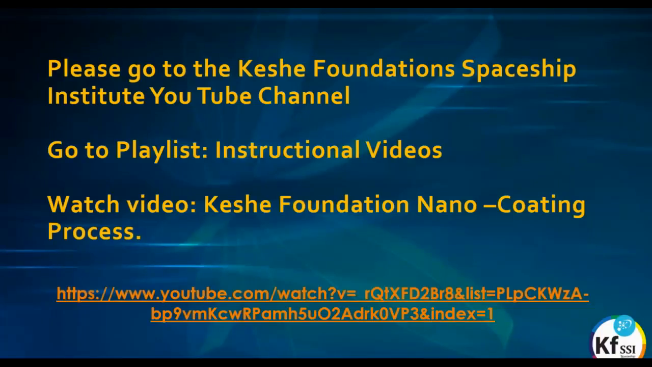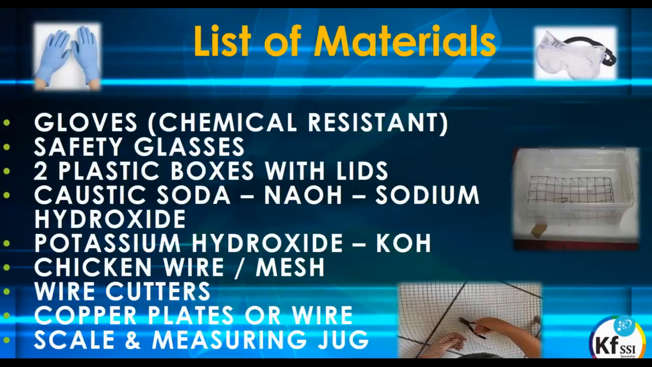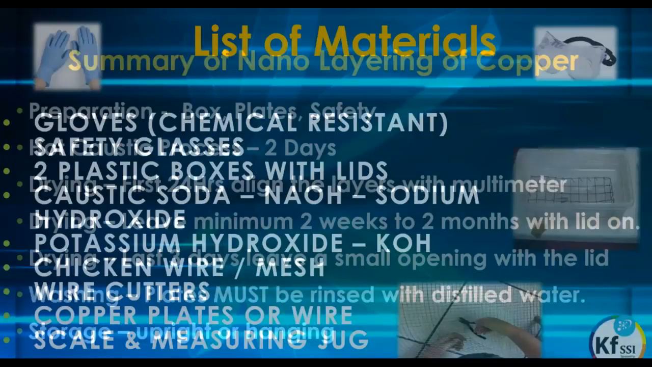And then there is an instructional video. If you go to the YouTube channel and go to the playlist of instructional videos, there you will see a video of nano coating, as well as some information on the KF Wiki. And then just to finish off your list of materials again, it's quite an involved process. You need to really have yourself prepared to know and have everything on hand before you even begin to start this process.